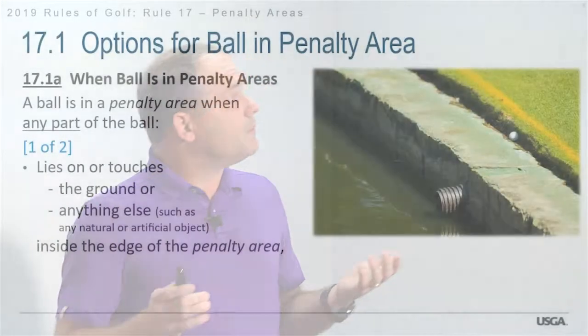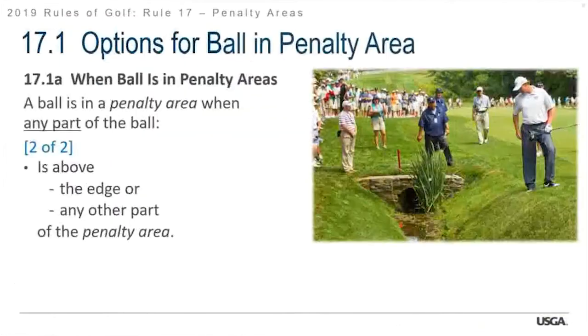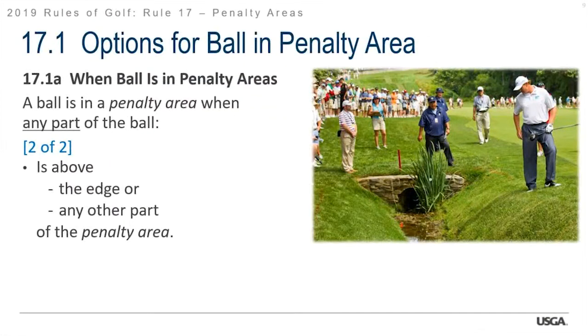Okay, so when is a ball in a penalty area? Rule 17.1a gives us that definition: a ball is in the penalty area when any part of that ball touches the ground or anything else, such as a natural object, if it's lying on a leaf inside of a penalty area, and it has to be inside that edge that has been defined either by the stakes or by a line of paint or by possibly some sort of definition on the scorecard or the terms of the competition, such as the cut of the grass. And it's also in that penalty area if any part of it is above.